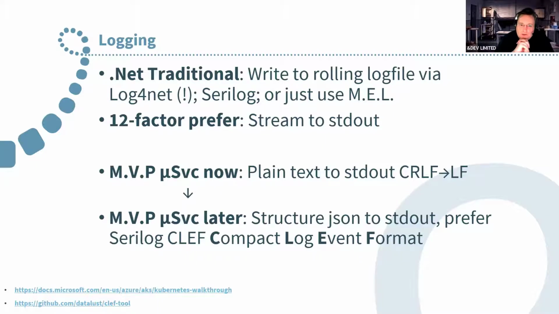So when developing an app, it's always worth looking at 12-factor to say, okay, where is this going to be deployed? How should these logs be surfaced? Because when you're running in debug in Visual Studio, the standard console output is what you use. And guess what? That's the best approach for Kubernetes as well. 12-factor says prefer streaming to standard out.